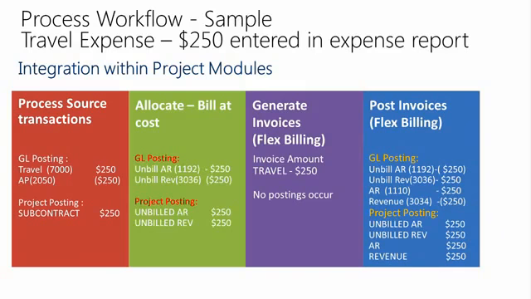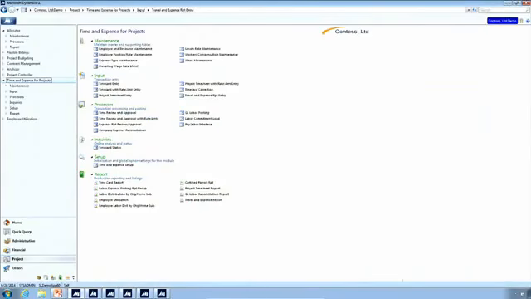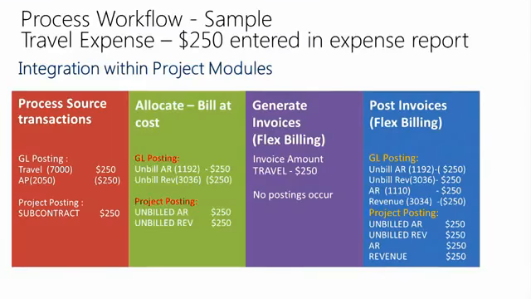I want to show the entry screens for a couple of these so you get an idea in Dynamics of how that would show as a source record.